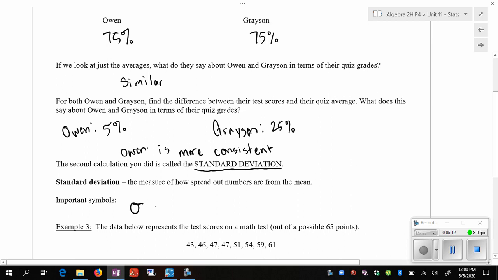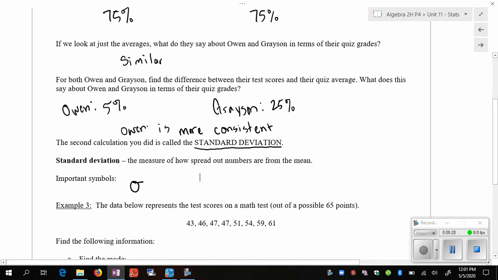So this is a lowercase sigma, right? We're used to this sigma as the sum. And in fact, standard deviation is found by doing a sum. I'm not going to go into the formula for it because the calculator does pretty much all the calculations we need. And so we're not going to really worry about it.